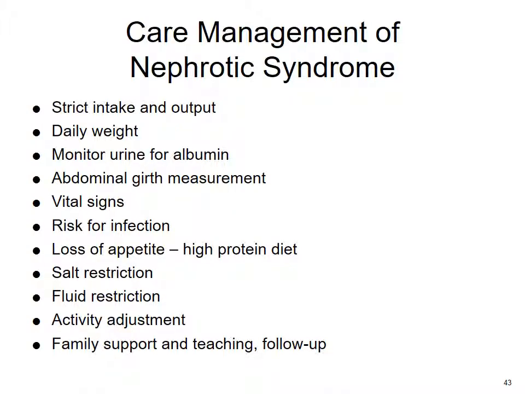So your acute care management for the child with nephrotic syndrome is going to include strict intake and output, daily weight measurements, sending urine samples daily for albumin checks, checking their abdominal girth measurement for ascites, that's your peripheral edema in the abdomen, vital signs, monitoring for signs of infection, monitoring their appetite levels, encouraging a high protein diet, salt restriction, and fluid restriction.